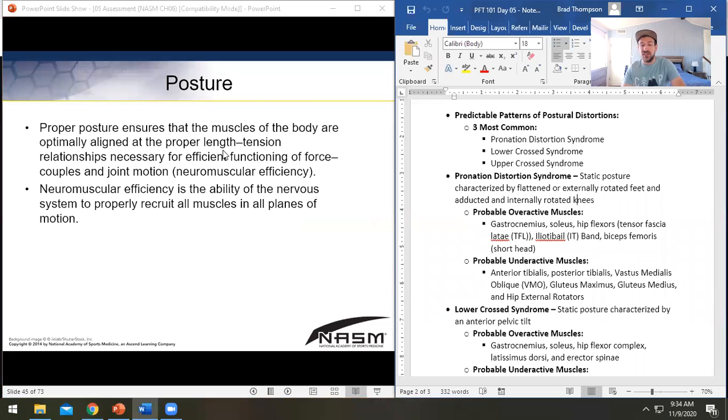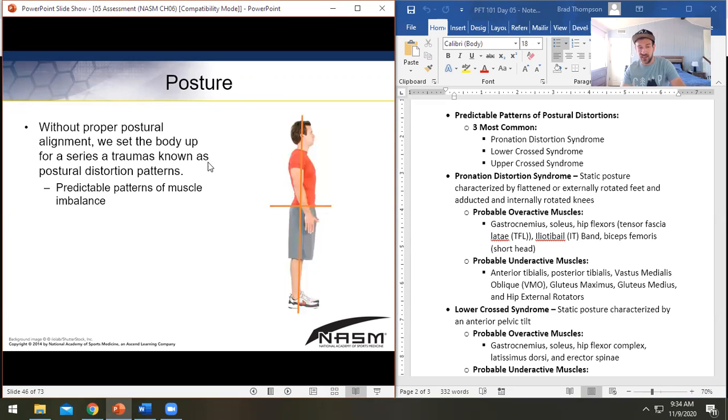And so we're looking for these ideal length tension relationships. That way our muscles can recruit the way they're supposed to without certain muscles taking over. So we need to look at neuromuscular efficiency and how we are designed to move, right? Without proper postural alignment, we kind of set our body up for failure. We set our body up for a lot of damage and structural problems. And so we start to see what we call predictable patterns of muscle imbalance. These are all the things that we're talking about: knees caving in, feet turning out, shoulders rounding, which I'm totally doing right now.